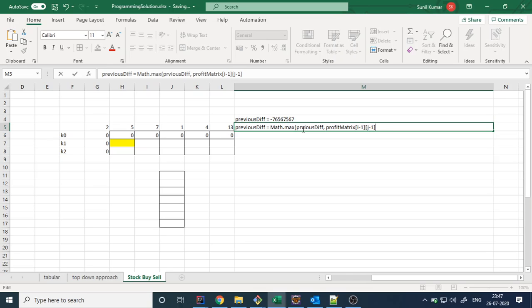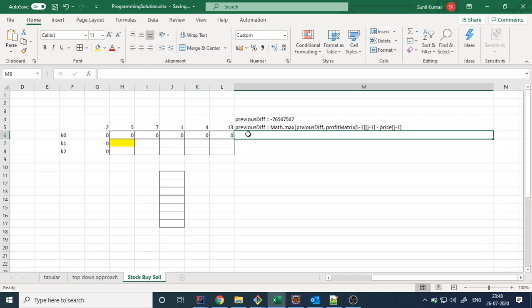When the transaction was k minus 1, whatever the k position is, minus the price. So the price of j minus 1, right? This always indicates the difference. This will be the definition.